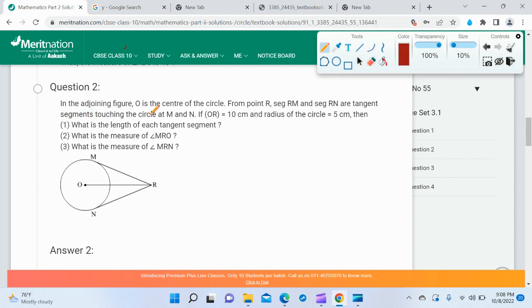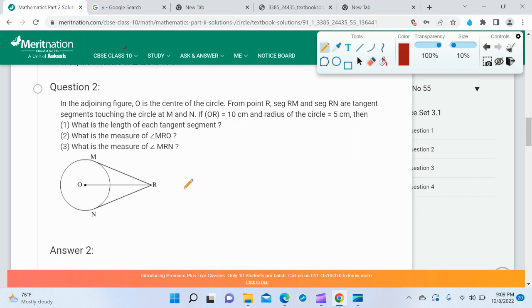So what the question is saying: in the adjoining figure, O is the center of the circle. From the point R, segment RM and segment RN are tangents. So there are two tangents. We know what a tangent is: a line touching a circle. One is MR, another is NR, or you can say RM and RN. At the points M and N they are touching.